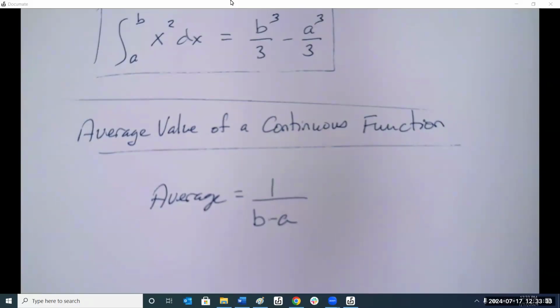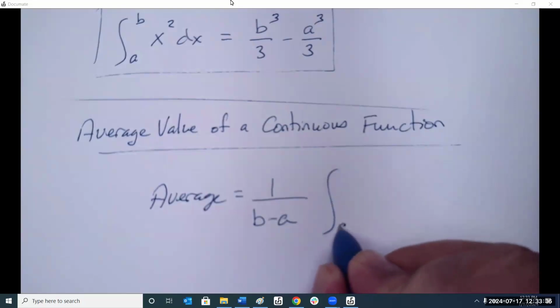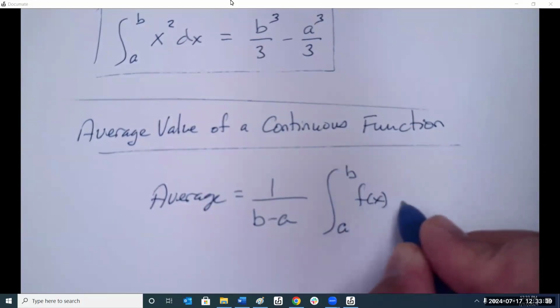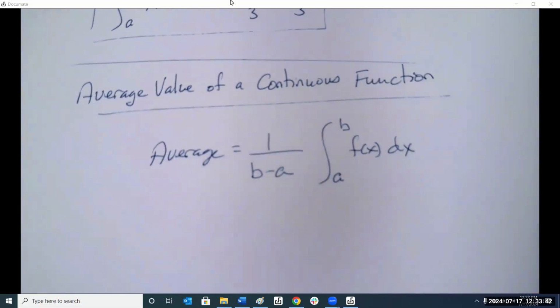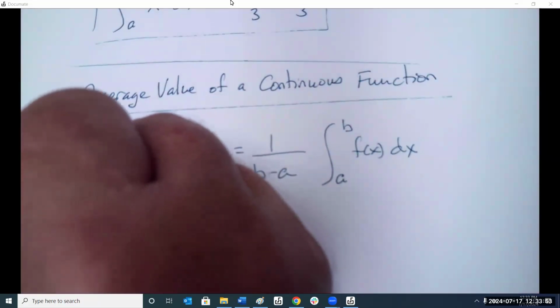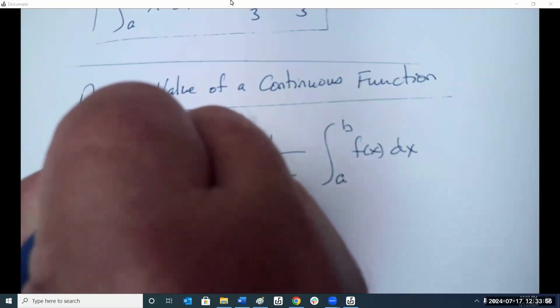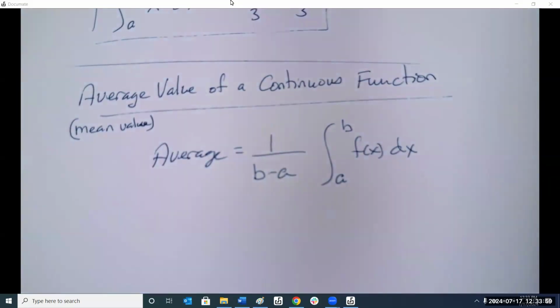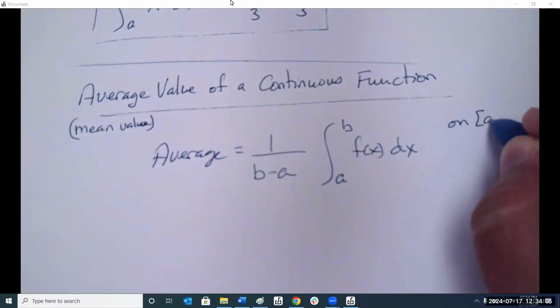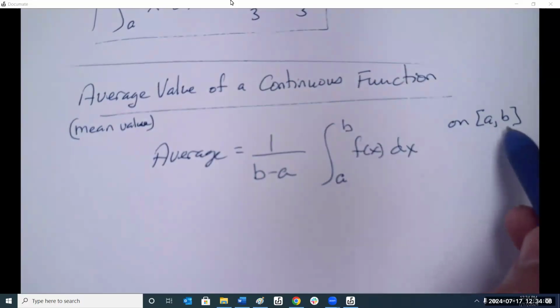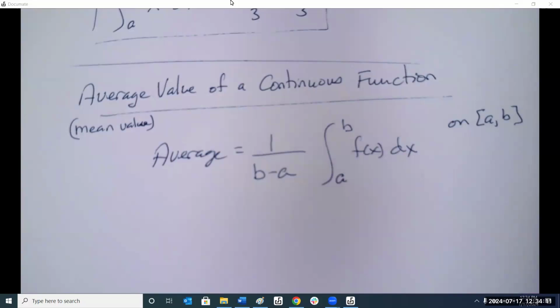Remember, it's always on a closed interval. And then once we find the integral, that'll give us the average value. The average is also called the mean value. And it's always on a closed interval because these bounds are the lower and upper bounds of your integral. It has to be inclusive.